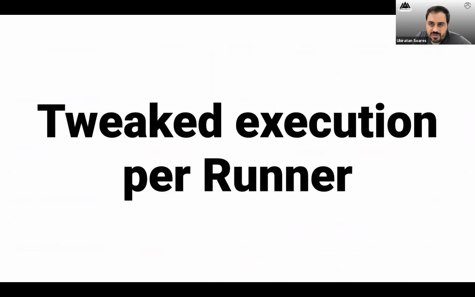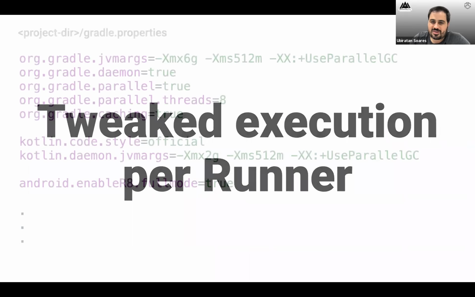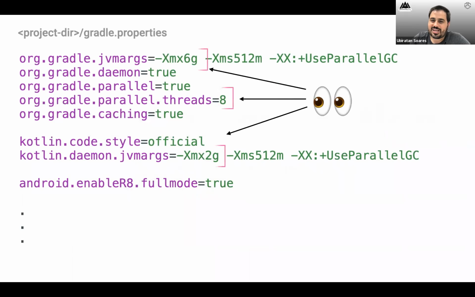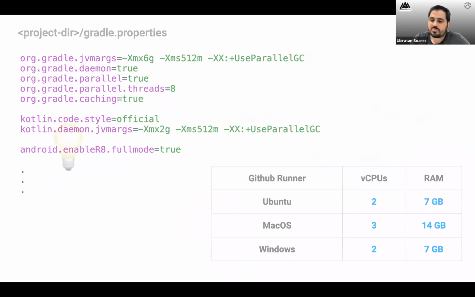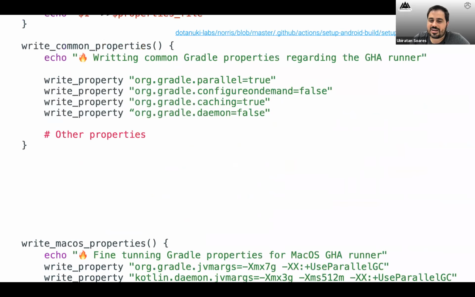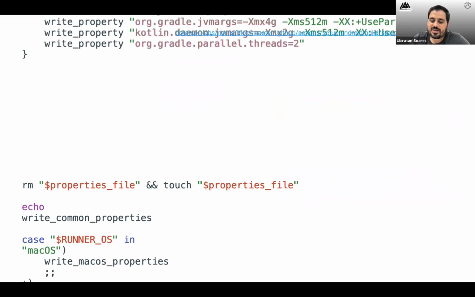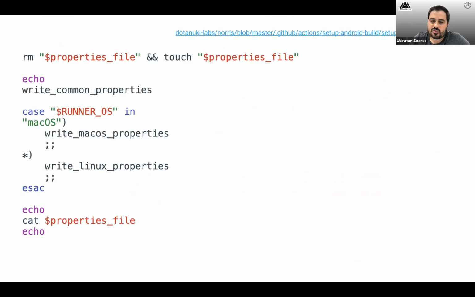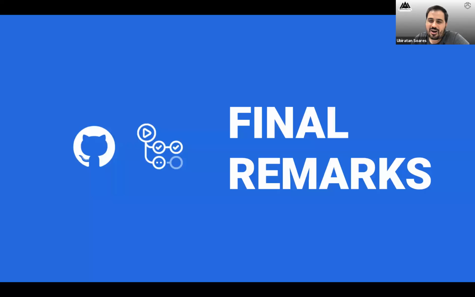I will pretty much skip this topic because I am out of time. I have so many slides here that I don't know how to skip. Maybe I can, okay. Here is how we can tweak a particular execution according to the runner machine. So now I am in my final remarks.